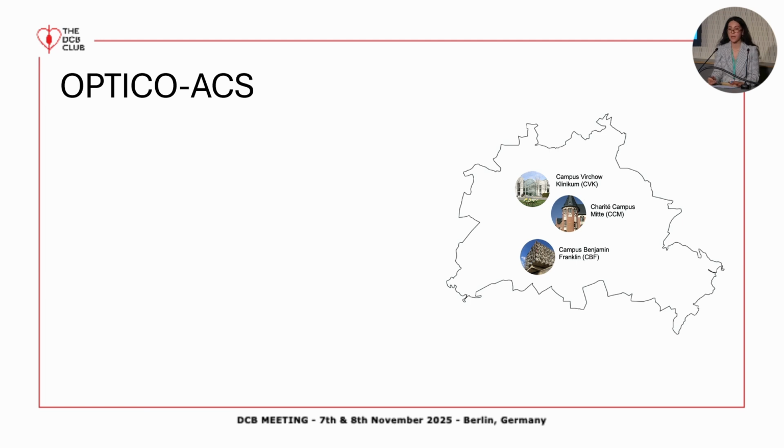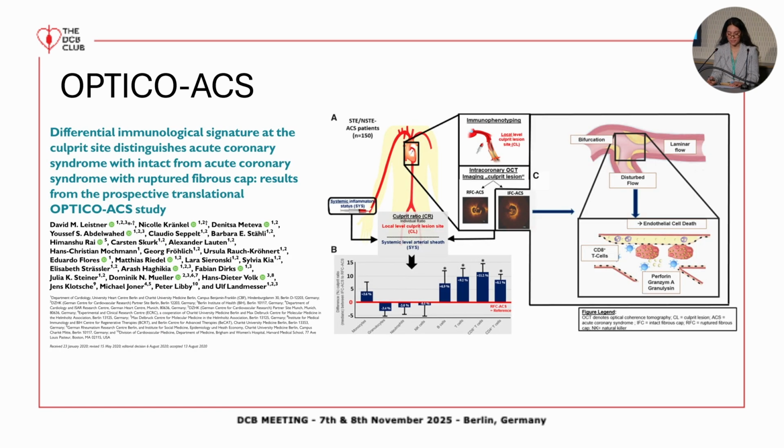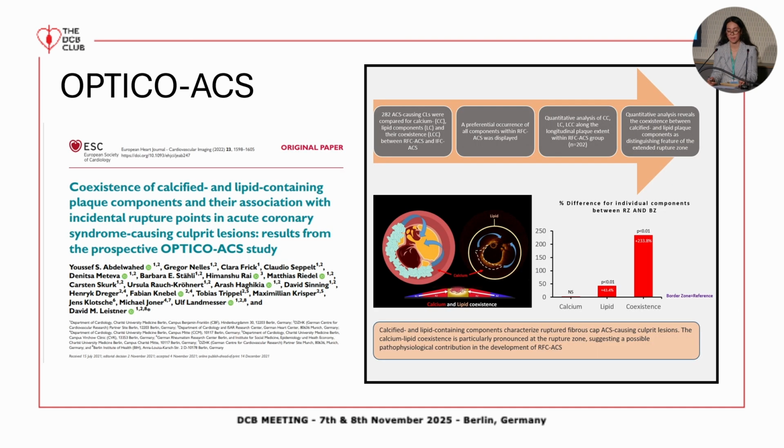In the first analysis, we asked, do plaque ruptures and plaque erosion actually represent different biological entities? When we looked at the intracoronary blood, we found that IFC ACS lesions had a distinct enrichment of CD4 and CD8 T cells at the culprit site, compared with RFC ACS. So the immune microenvironment is very different, even within the same coronary artery. This suggests that plaque vulnerability is not only about how the lesion looks, but also about what kind of immune response surrounds it.